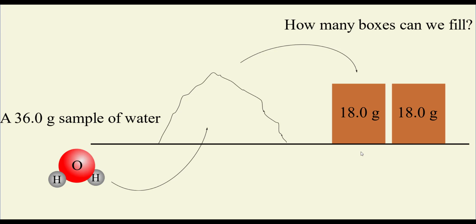This is a little bit of a fanciful example because you have exactly 2 boxes. Typically, you're not going to have exactly whole boxes. So 2.66, for example, moles would be 2 boxes and another 2/3 of a box filled up.